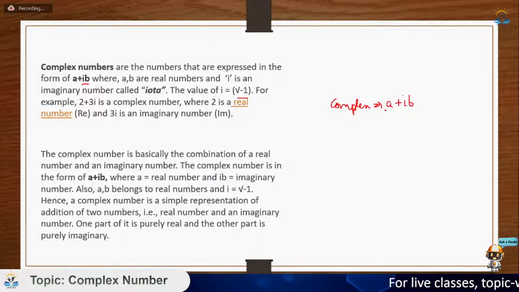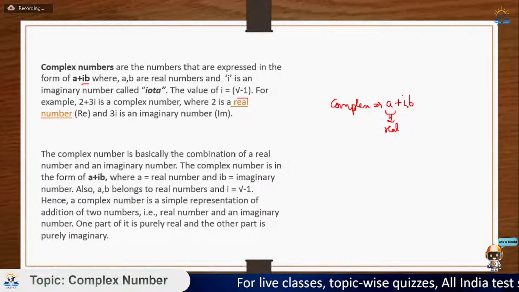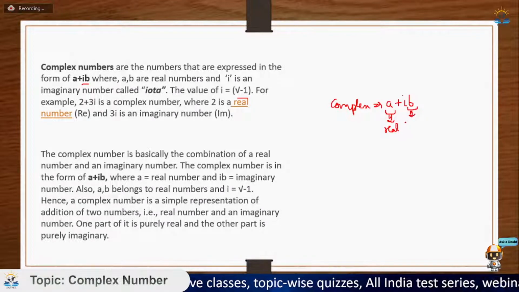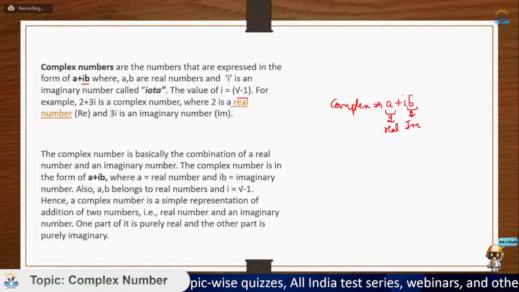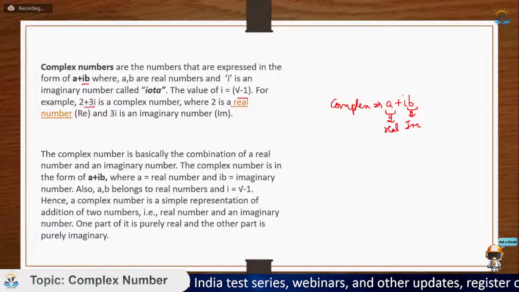as the real part. This is your real part, and b is the imaginary part. This is your imaginary part. Okay, so a is the real part and b is the imaginary part of your complex number. For example, 2 plus 3 iota. Here 2 is the real part and 3 iota is the imaginary number.